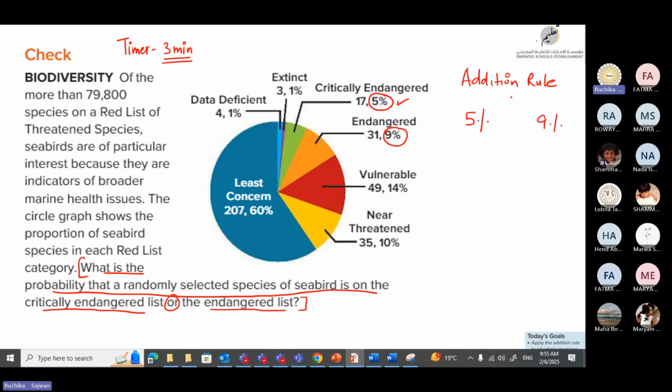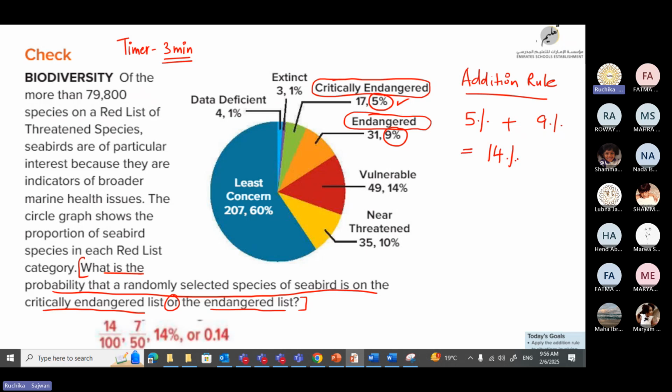Yes, they are mutually exclusive, because a bird which is critically endangered means it's very, very low in population, and endangered means about to become extinct. These are two different categories. So since I know these two are mutually exclusive, I can directly apply the addition rule and just add 9 with 5. How much is it, tell me. I'm sure all of you got the same answer, 14%.